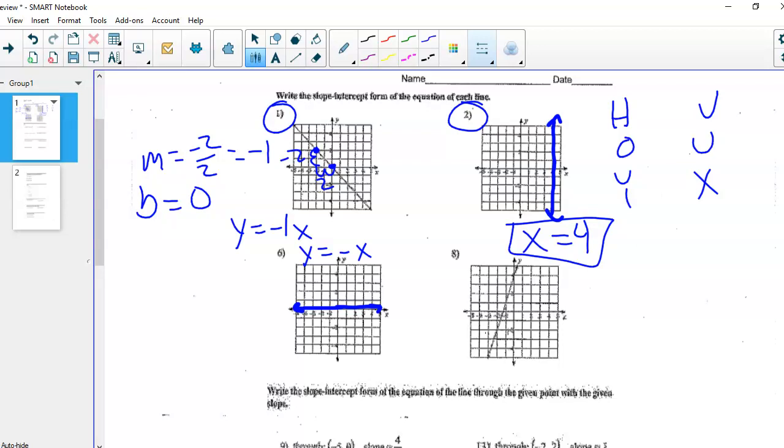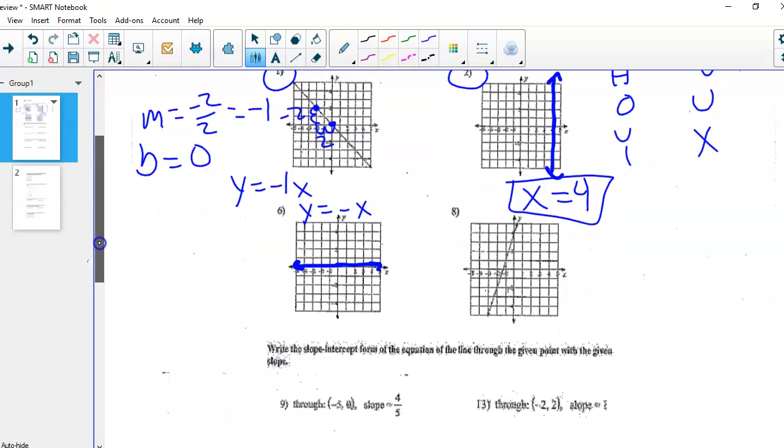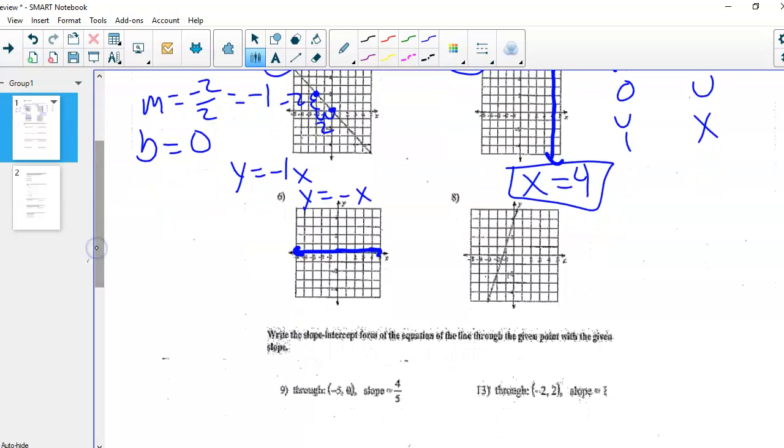So realize what type of line this is going to be. Is it x equals or y equals, and then find the number. No, don't move it. You should be writing as we go along.